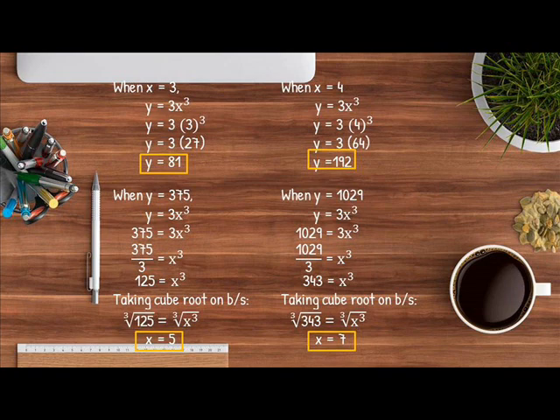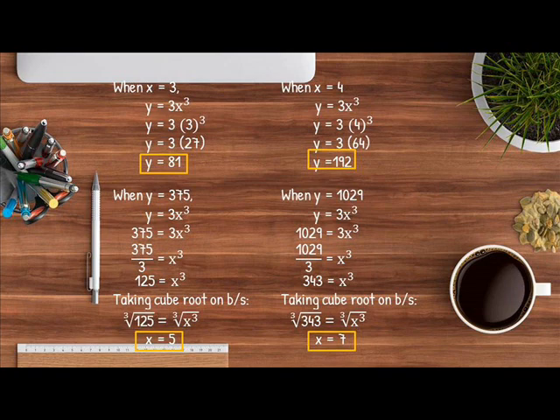This is not our final answer, because we are required to find the value of x and not x cube. So we will take cube root on both sides, after which we get x equals 5, because 5 multiplied to itself 3 times gives us 125. So our final answer is x equals 5.